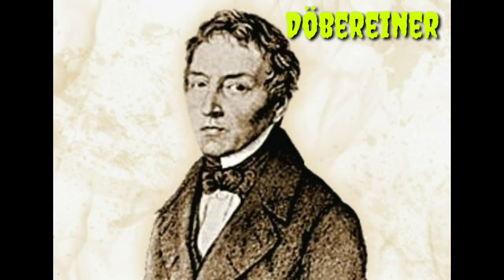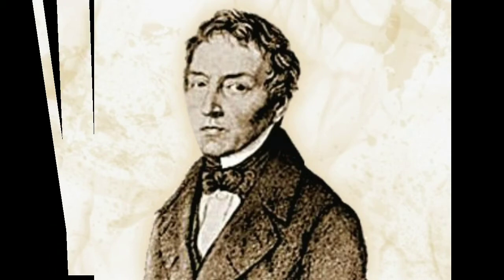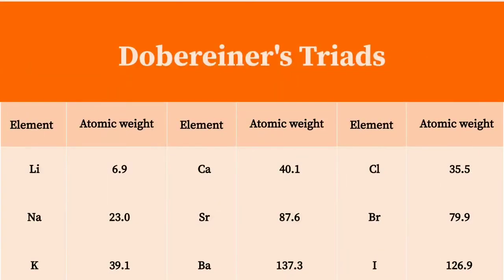He identified some groups having 3 elements each. Now 3 elements means triads. So he called these groups triads. Dobereiner showed, now what did he show? He showed that when 3 elements in a triad were written in order of increasing atomic masses. Now see, increasing atomic masses means that, for example, if there are 3 elements A, B and C, there are 3 in number, so they are forming triads.